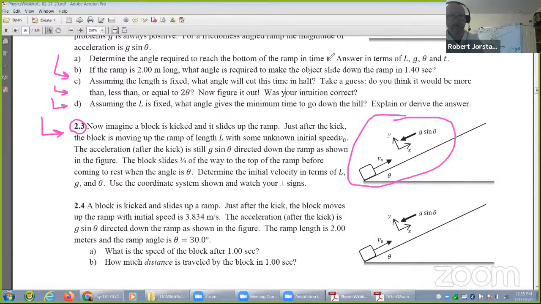Just making sure I'm reading it one more time. We got the block, it's kicked, it slides up the ramp. Just after the kick, it's moving up the ramp of length L with some unknown initial speed V0. Okay, so the acceleration after the kick is still g sine theta directed down the ramp as shown. Slides 3/4 of the way to the rear.